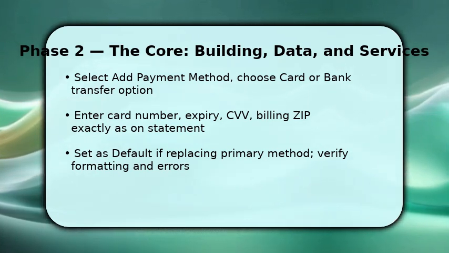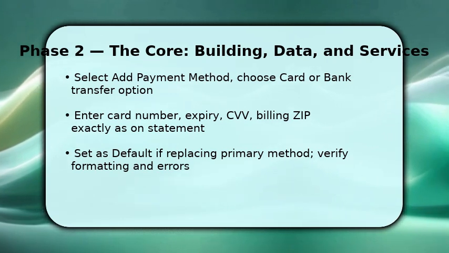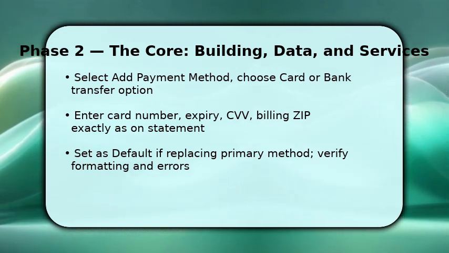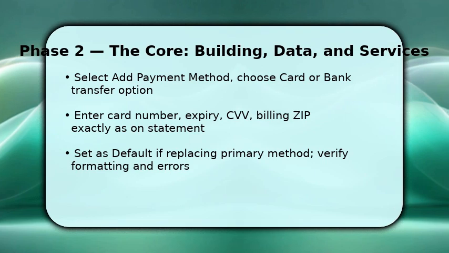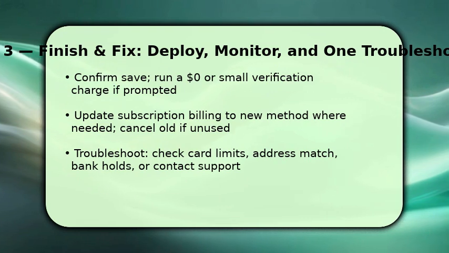If this replaces your primary funding source, set it as default. Make sure to check for confirmation messages. If the system requires small verification charges, note the amounts for later confirmation. Finish by confirming the new method is saved and verified.